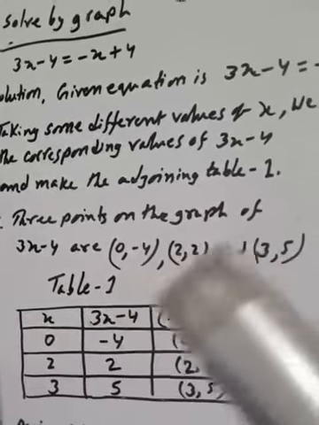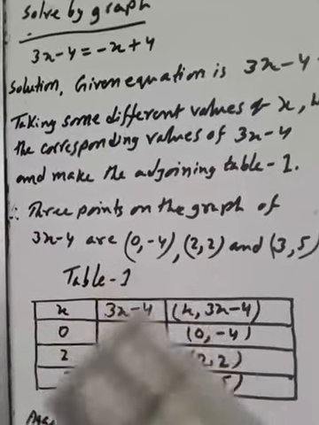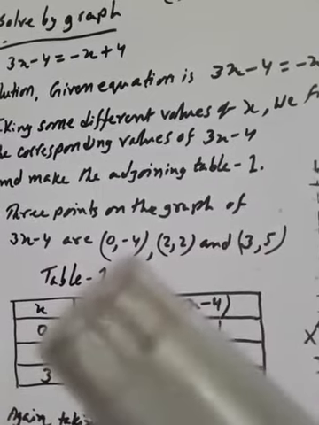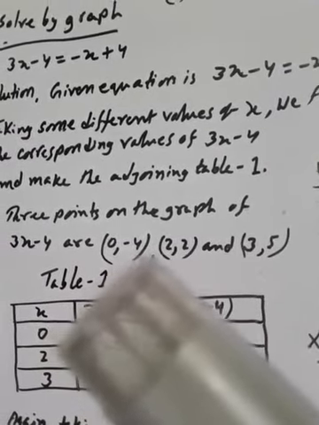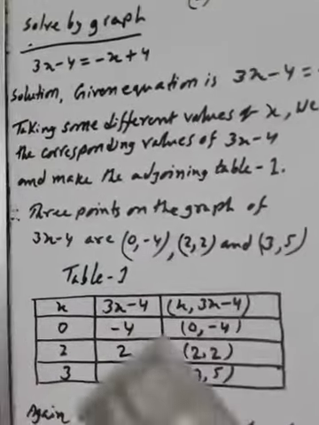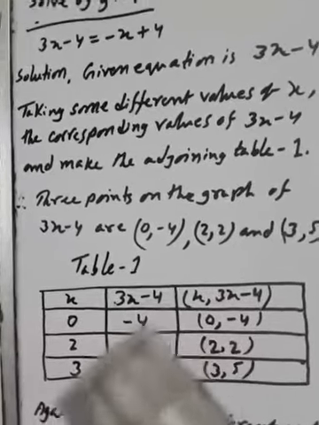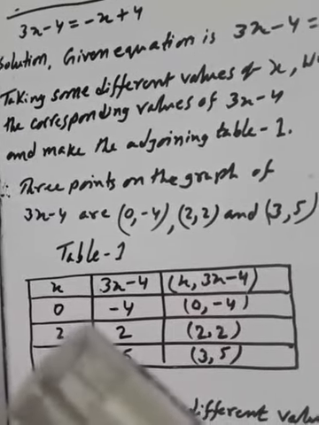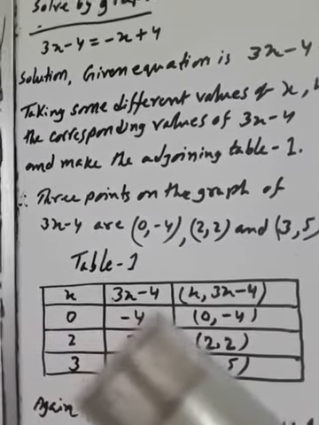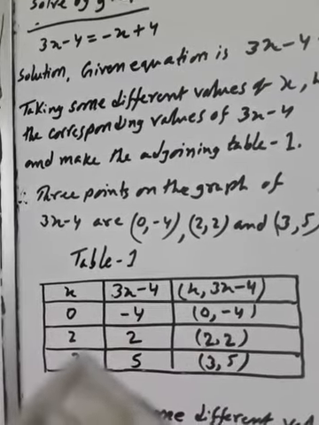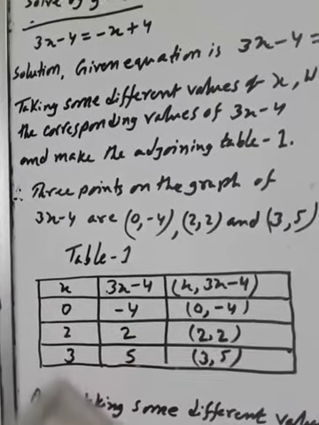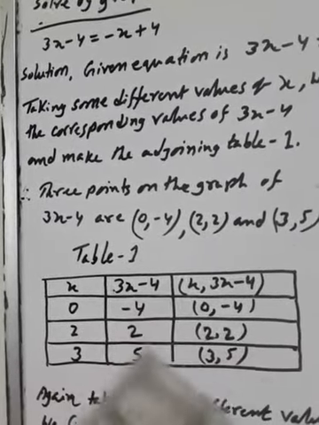Three points on the graph of 3x - 4 are, let's take different values of x: 0 and corresponding -4, 2 and 2, and 3 and 5. See table 1. The equation is 3x - 4. If the value of x is 0, then 3 multiplied by 0 is 0, 0 minus 4 equals -4. If x is 2, 3 multiplied by 2 is 6, 6 minus 4 equals 2. If x is 3, then 3 multiplied by 3 is 9, 9 minus 4 is 5.